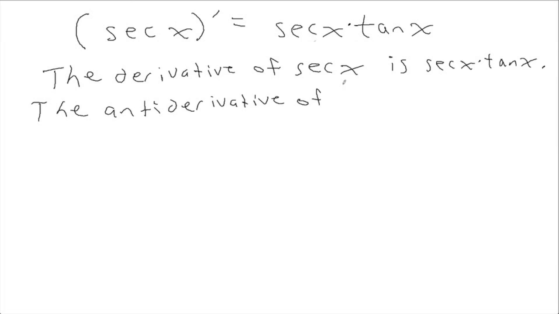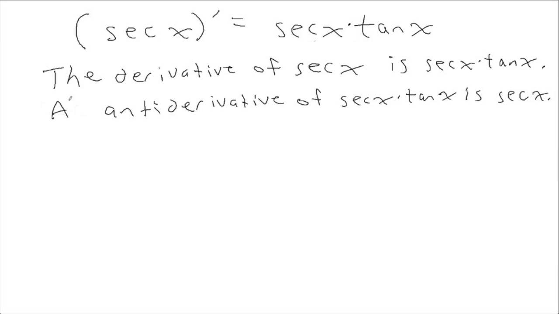Could you say that last part again? I zoned out. The antiderivative of secant x tangent x is secant x. Perfect. Excellent. Although probably we should say an antiderivative, because remember there's a bunch of antiderivatives.